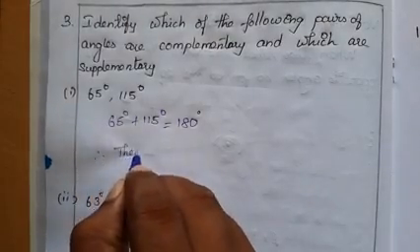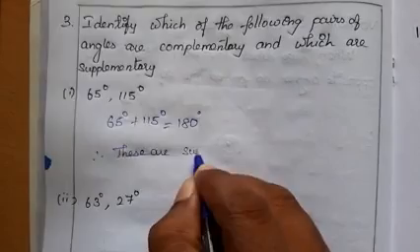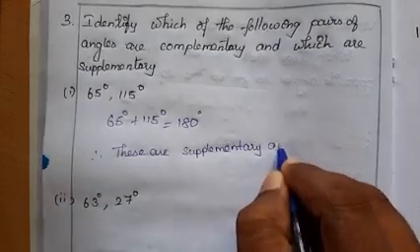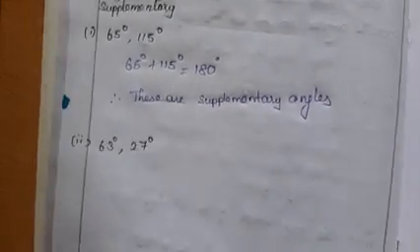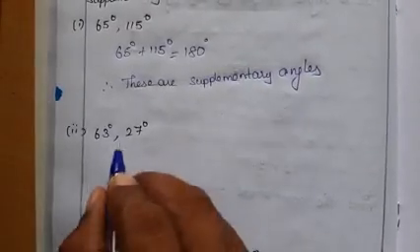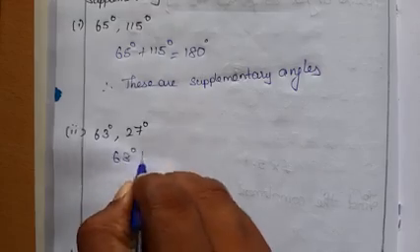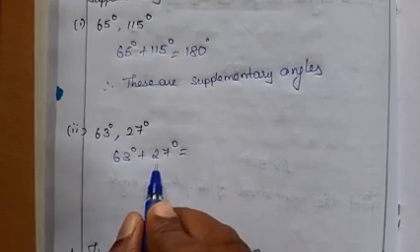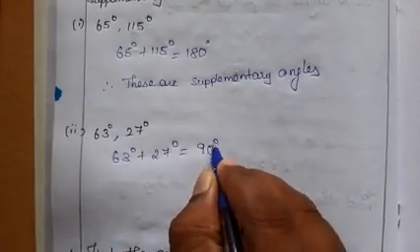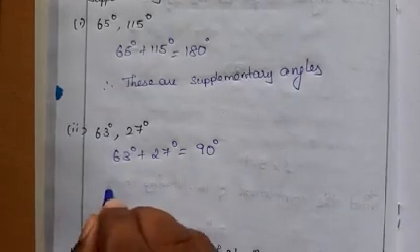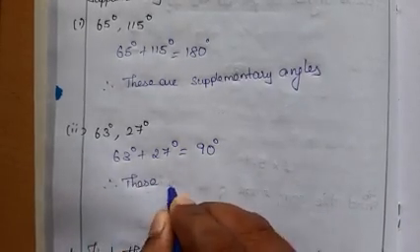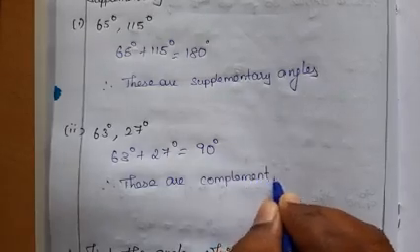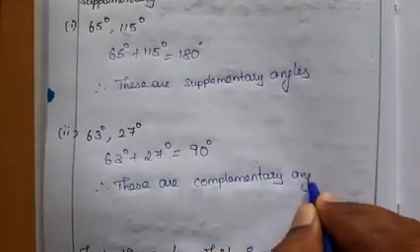Therefore, these are supplementary angles. Clear? Here we go for the next one. The pair is given. First we have to add the pair and find whether it is supplementary or complementary. So 63 plus 27 we will get 90 degrees. So 90 degrees means complementary angles, right? So therefore, these are complementary angles.